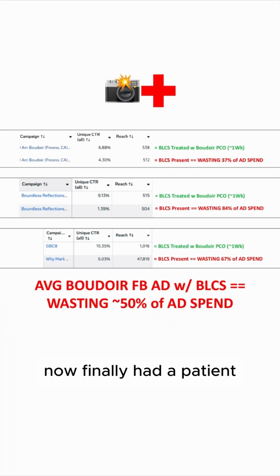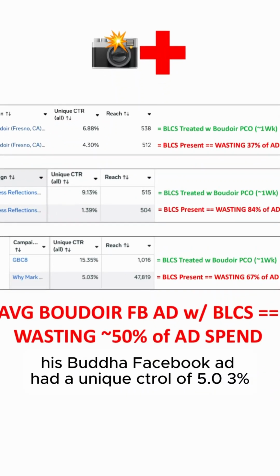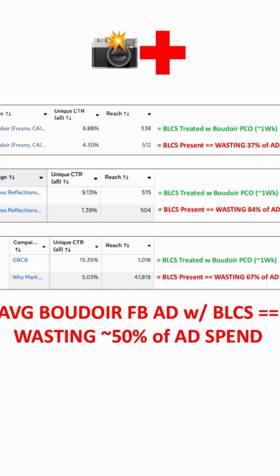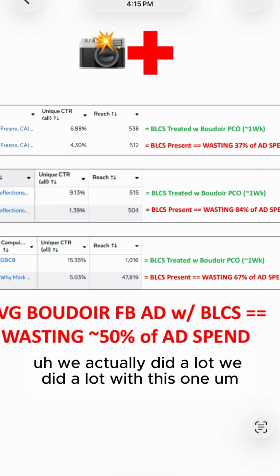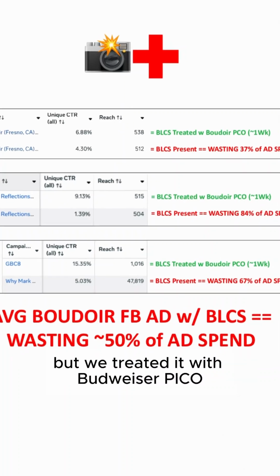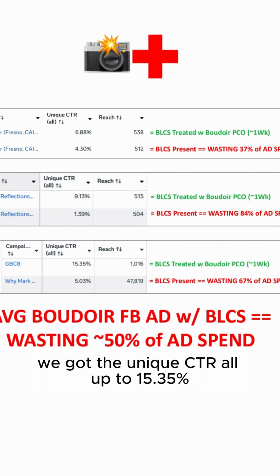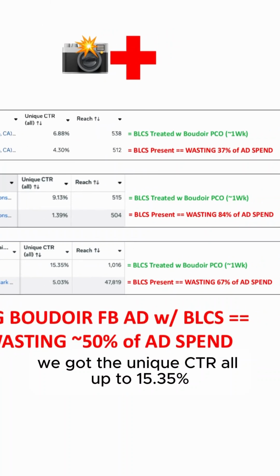Now, finally, I had a patient whose boudoir Facebook ad had a unique CTR of 5.03%. So again, BLCS is present. Unique CTR is under 6%. We did a lot with this one, but we treated it with boudoir Pico. It took about a week, and we got the unique CTR up to 15.35%.